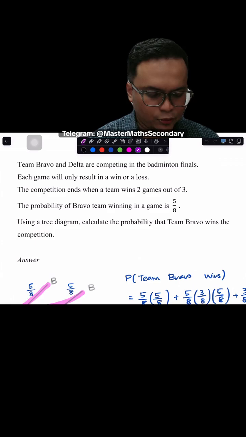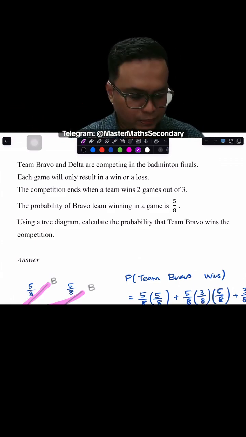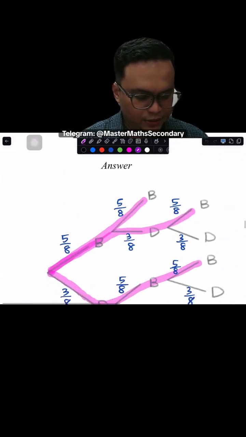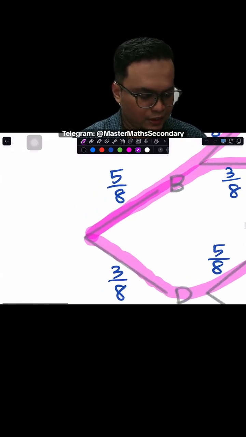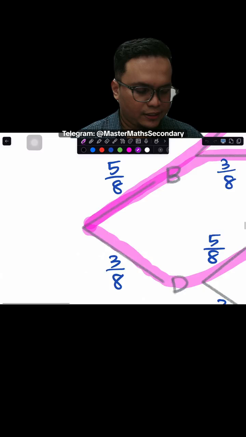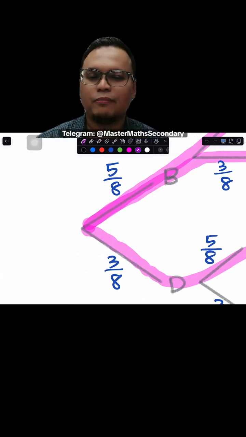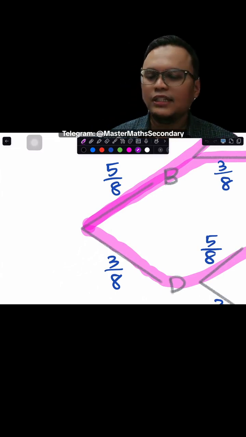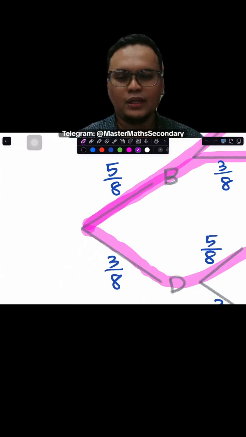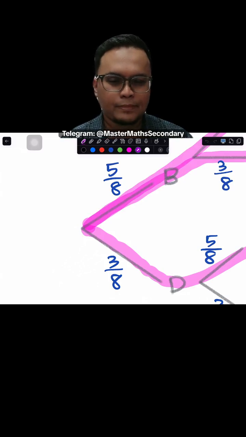Okay, now to do this, what we do is we are looking at 2 games, right? So in the first game, okay, so let me just zoom into the first game. We have 2 possibilities. It's either Bravo wins or Delta wins. And since the probability of Bravo winning is 5/8, this means that the probability of Delta winning is 3/8.